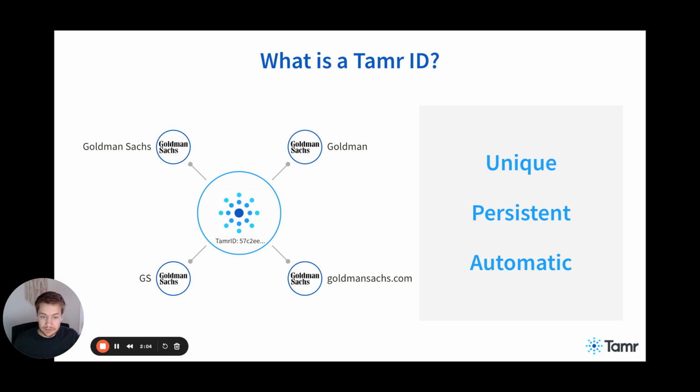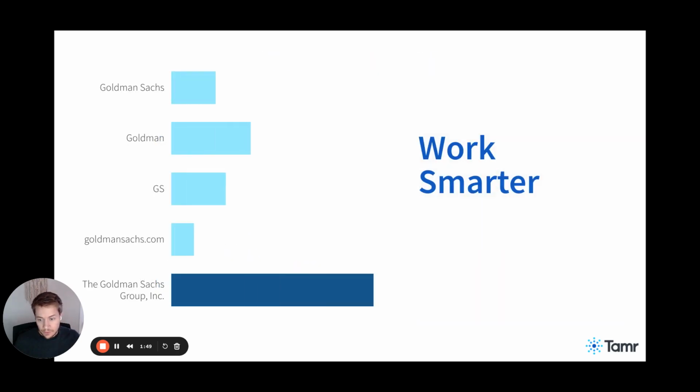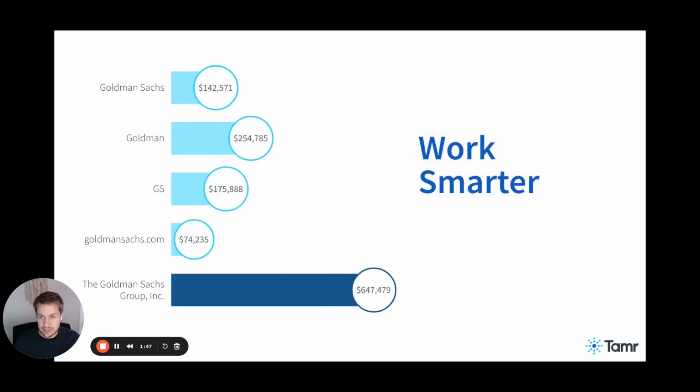And the other is this is produced automatically. And so creating persistent unique identifiers is a very difficult technical challenge. We've done all of that work, and that is presented within Tamr as just a natural part of the process. The first benefit of the Tamr ID is that it enables you to work smarter because you have this unique persistent identifier that is describing an entity. You're able to use that in order to get a complete and single view of each entity.